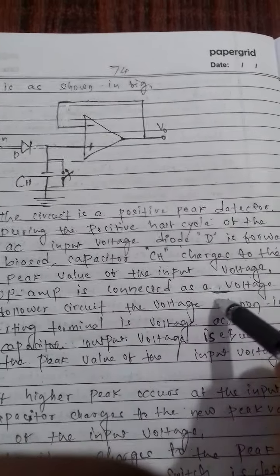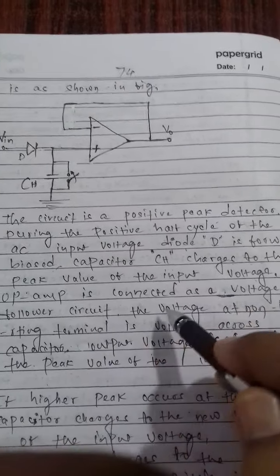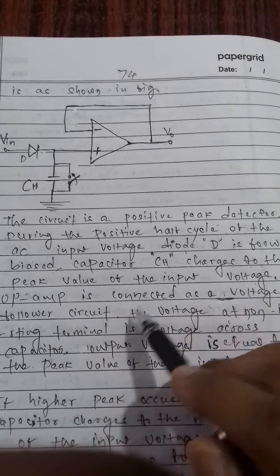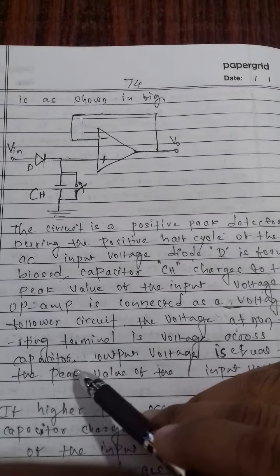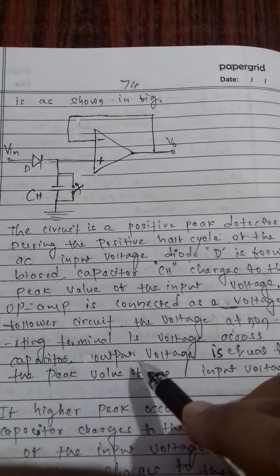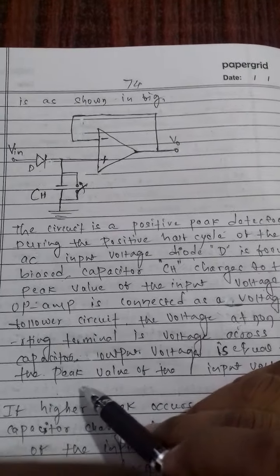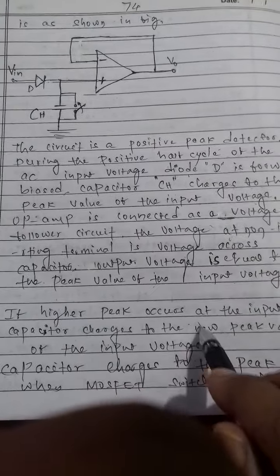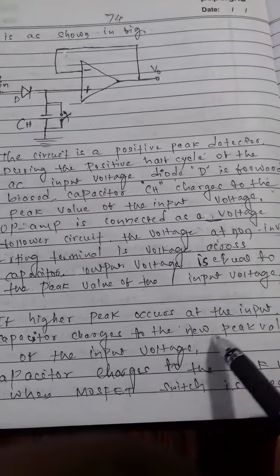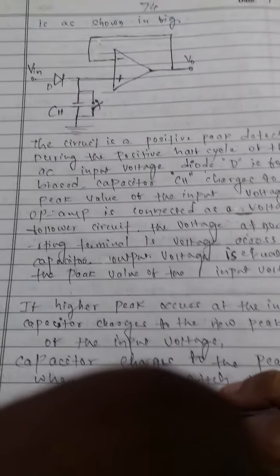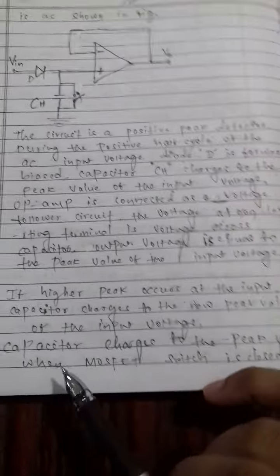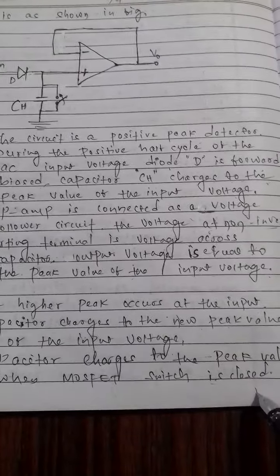The op amp is connected as a voltage follower circuit. The voltage at the non-inverting terminal is the voltage across the capacitor. The output voltage is equal to the peak value of the input voltage. If a higher peak occurs at the input, the capacitor charges to the new peak value of the input voltage. Capacitor charges to the peak value when the MOSFET switch is closed.